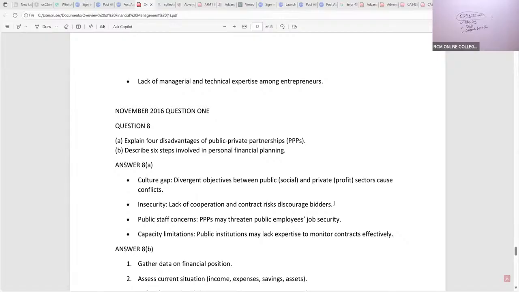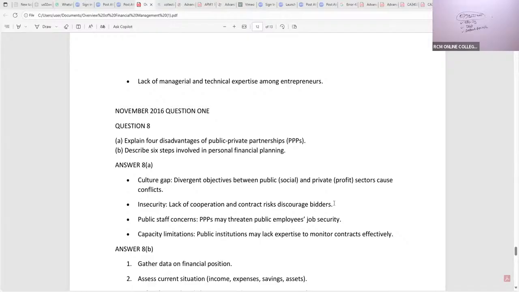Remember, as a bidder, there is no collateral being given. You'll be secure because you'll be told to do the road. But when you've done that road under public-private partnership, you can't hold on to that road.